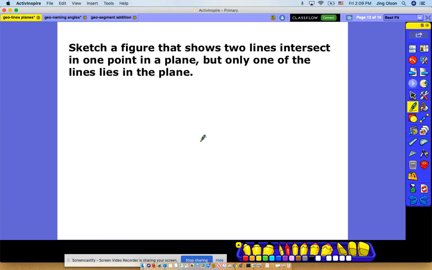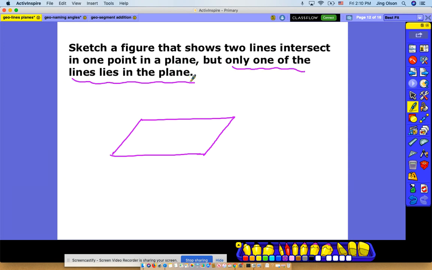Okay, we're going to draw another picture here. Sketch a figure that shows two lines intersecting in one point in a plane. So I'm going to start with the plane. This is my plane. I'm going to draw two lines that intersect in one point, but only one of the lines lies in the plane. The intersection point is in the plane. So I have one line here. This line is in the plane. The other line is not, because it says only one of the lines lies in the plane.